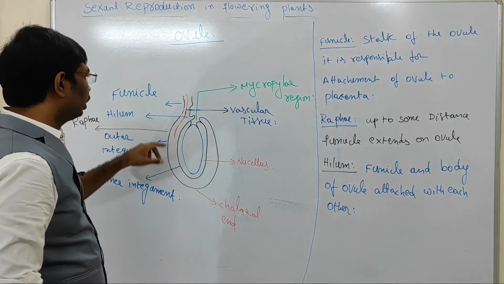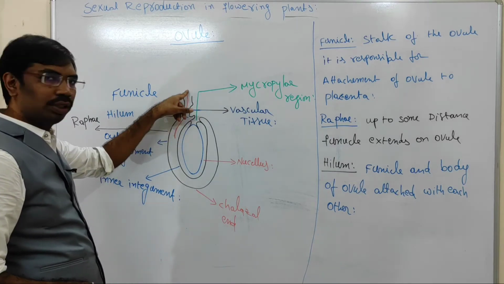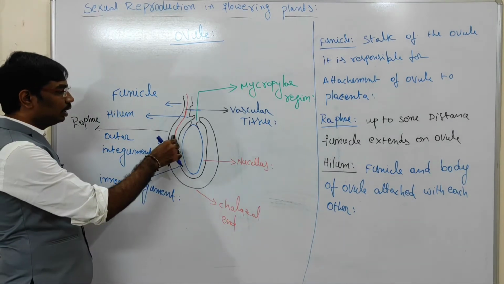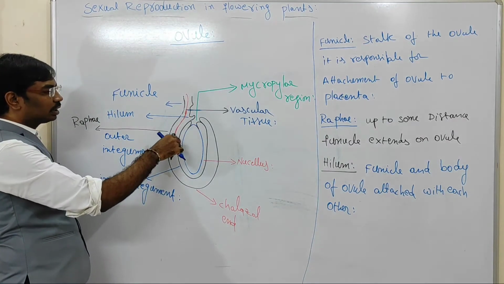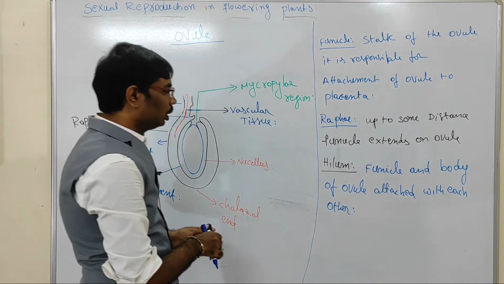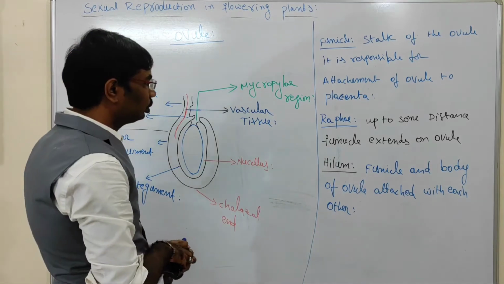Okay, so inside the funicule you can see the vascular tissue. Now we will discuss vascular tissue. This red line that is present is the vascular tissue. The vascular tissue is present inside the funicule. What is the function of the vascular tissue? That we will discuss now.